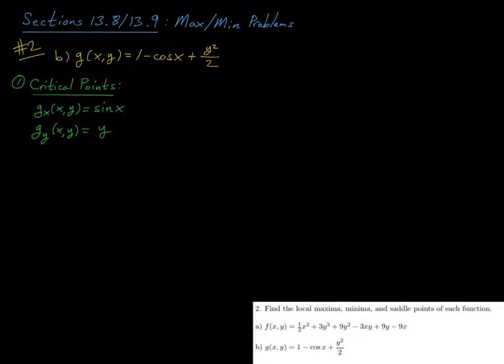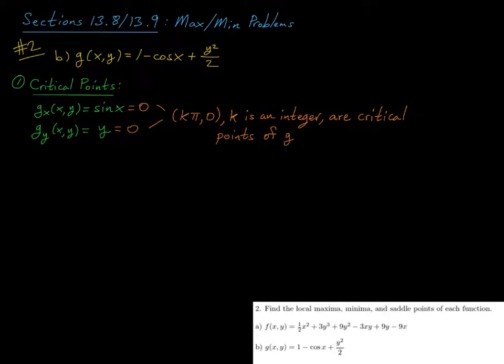And so if I set these equal to 0, well, if sine x is 0, then x must be an integer multiple of pi, right? So 0, pi, 2 pi, 3 pi, 4 pi, negative pi, negative 2 pi, negative 3 pi, and so on. And here y has to be 0. These are the critical points of the function g. Notice here there's actually an infinite number of critical points, right? Because k can be any integer.